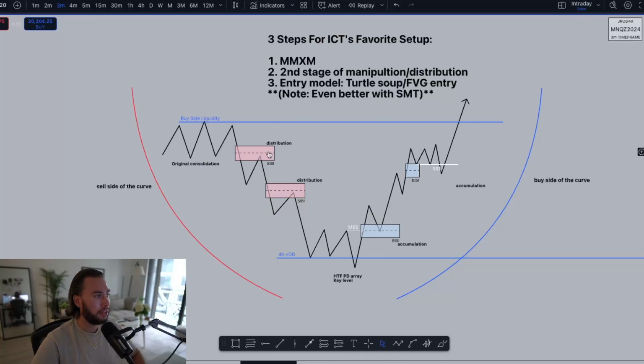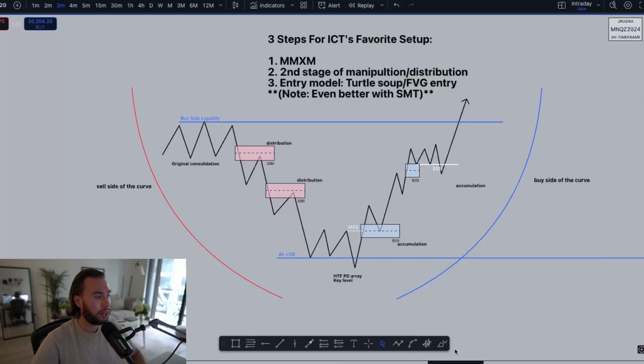The market consolidated, distributed, came into a sell side imbalance, traded lower, came back into another sell side imbalance. Second stage of distribution is here. Then we sell off into that higher time frame key level, which is in the form of a 4-hour bullish order block in this example. The market pauses, consolidates there. We leave relative equal lows. The market sweeps that liquidity, and then we immediately reprice higher.